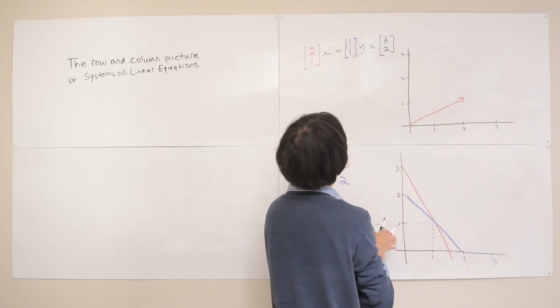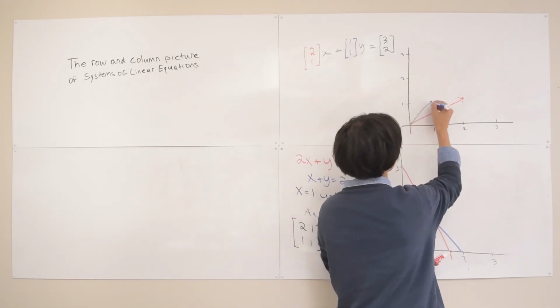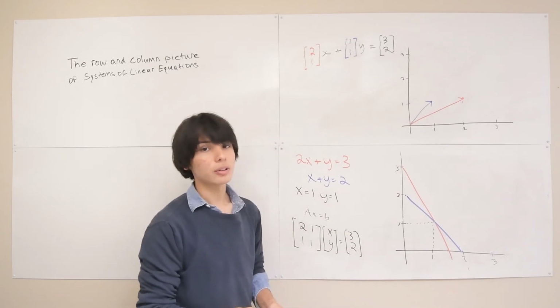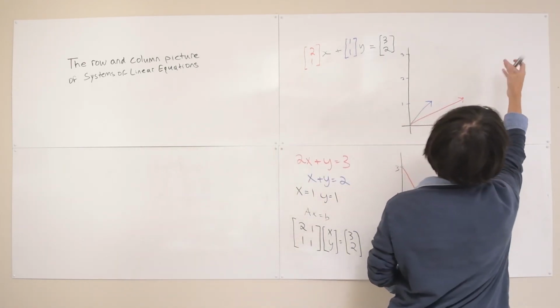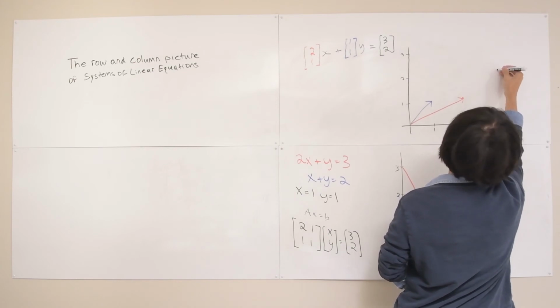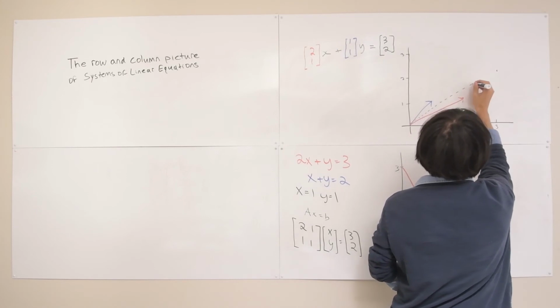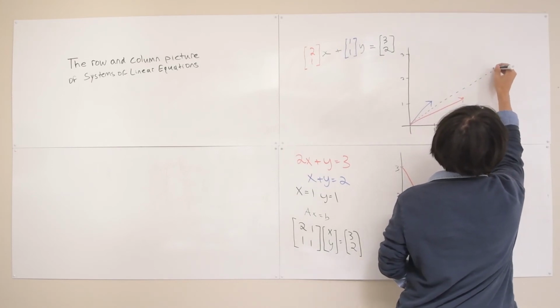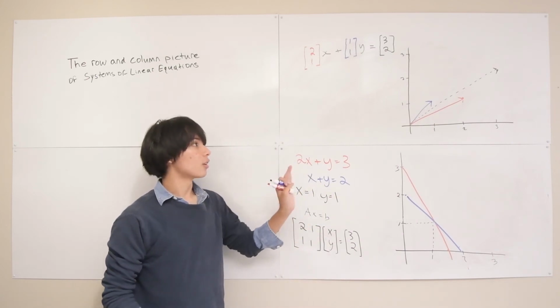And then now let's plot our second one, which is 1, 1. So it's going to be here. So let's plot that like so. And then finally, let's plot our 3, 2 vector. So x equals 3, y equals 2. So it's going to be about, let's eyeball it, about here. And now let's draw that as a black dotted line. Okay. So I'll show you in a second why these are equivalent.